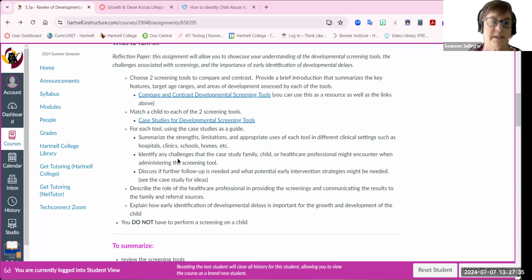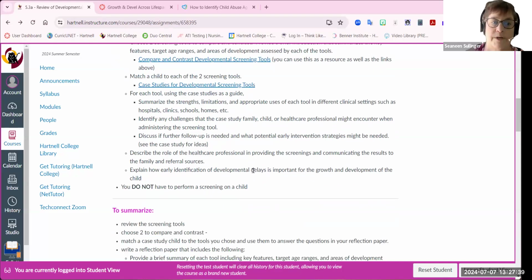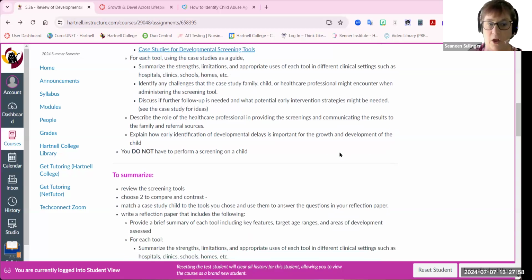And so for each tool, using those case studies, what are the strengths, limitations, any challenges, further follow-up, what do you do if that's needed? What is the role of the healthcare professional in providing the screenings and communicating the results? Is it our job? If it is, then how do we do that? And then how is early identification important for the growth and development of the child? You do not have to perform the screening on a child.